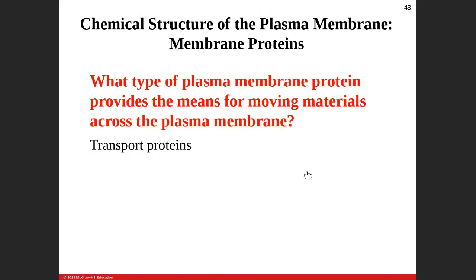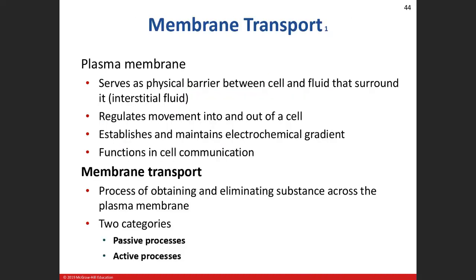So what type of plasma membrane protein provides the means for moving materials across the plasma membrane? Those are transport proteins. Remember, if you're not sure and protein is an answer choice, pick it.